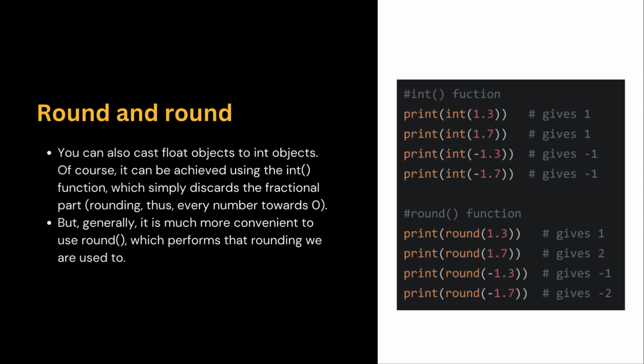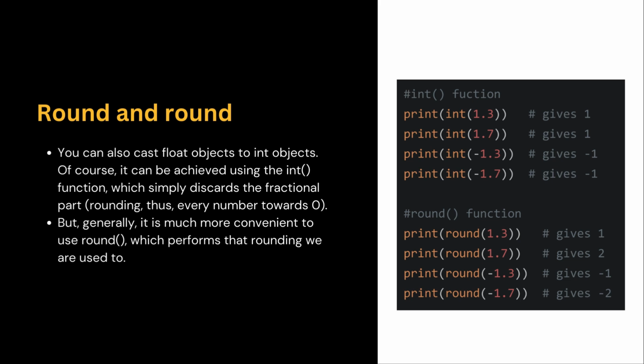Round and round. When you want to convert a floating point number to an integer in Python, there are a couple of ways to do it. One way is to use the int function, which simply removes the fractional part of the number, essentially rounding towards 0. So, int 1.3 gives 1, int 1.7 also gives 1, int -1.3 gives -1, and int -1.7 gives -1.